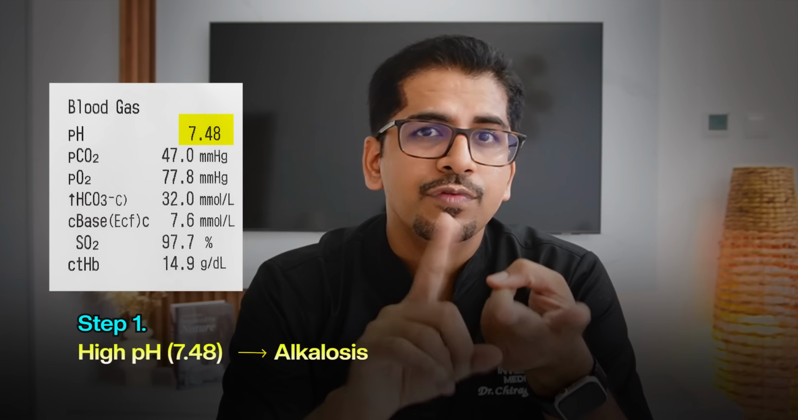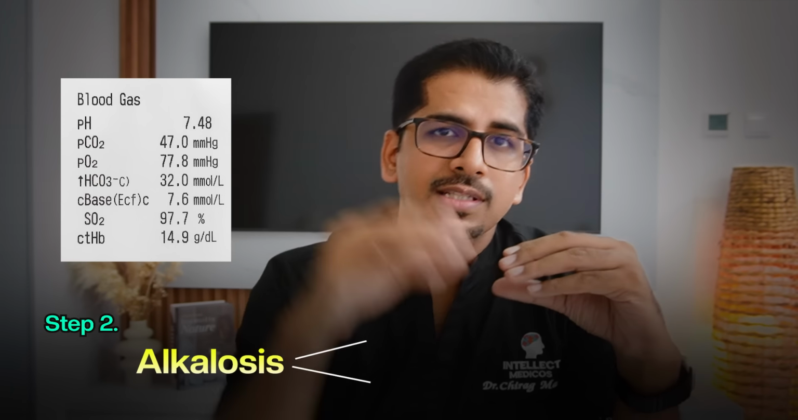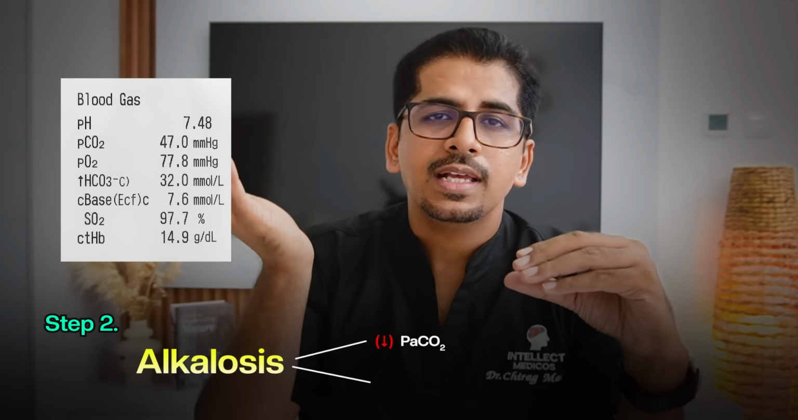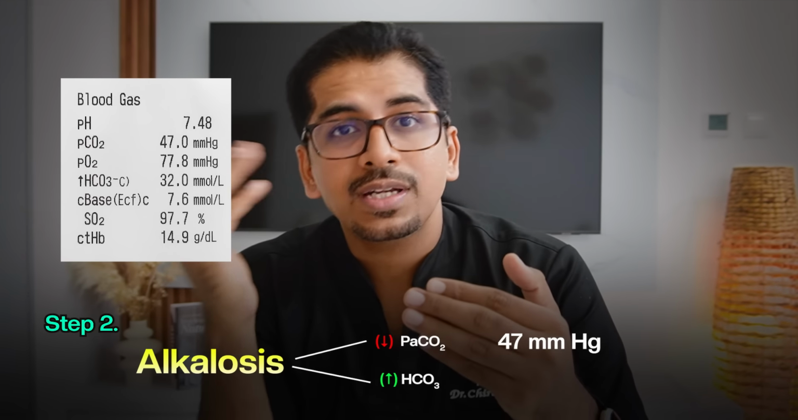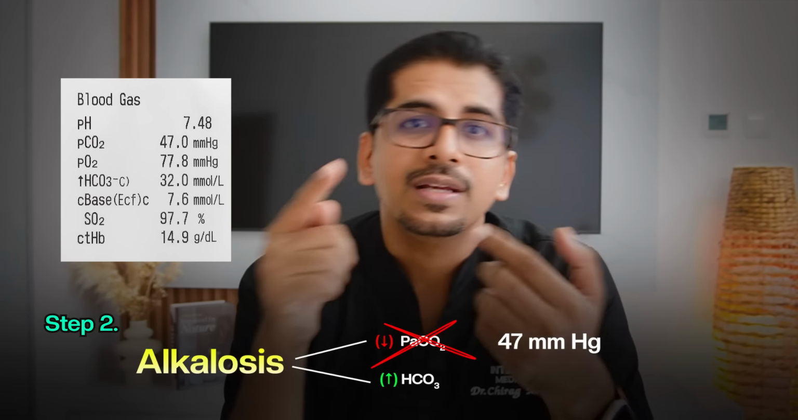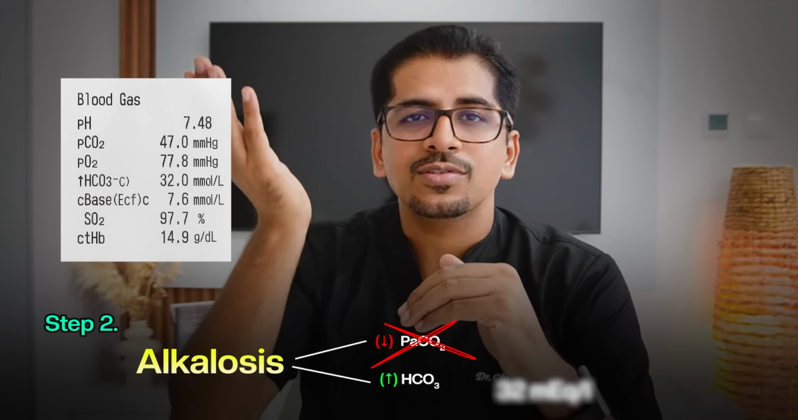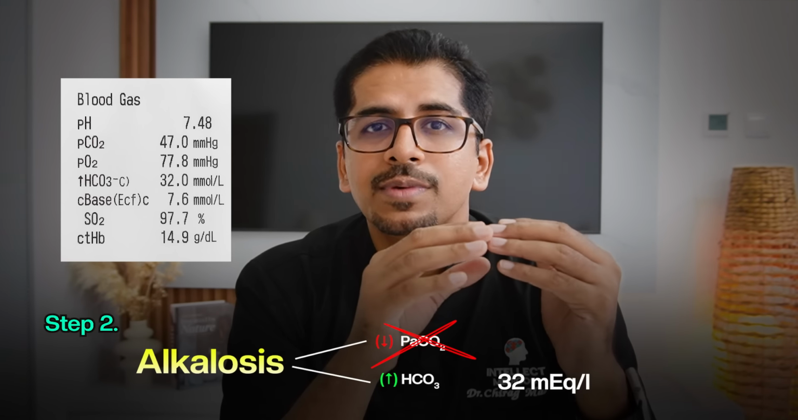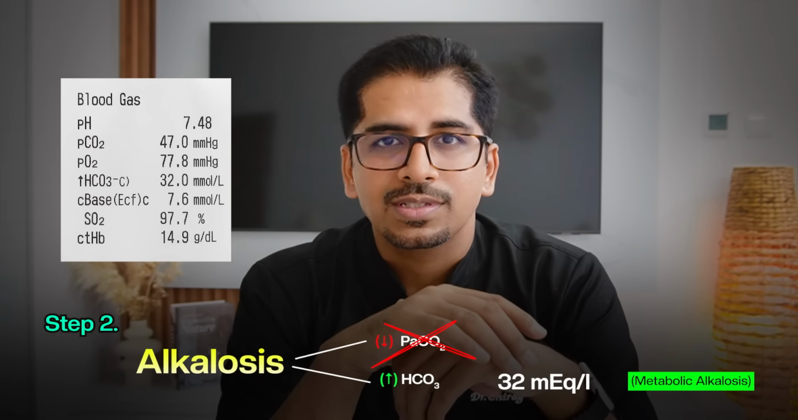Second, we have to find the primary disorder. Now, if there's alkalosis, there are two causes: either there's a decrease of PaCO2 or an increase of bicarbonate. In this scenario, PaCO2 is mentioned as 47, hence it cannot be a reason for alkalosis. And if you see the bicarb, yes, it is on a higher side. Patient bicarb is 32. Hence, the primary disorder becomes metabolic alkalosis.